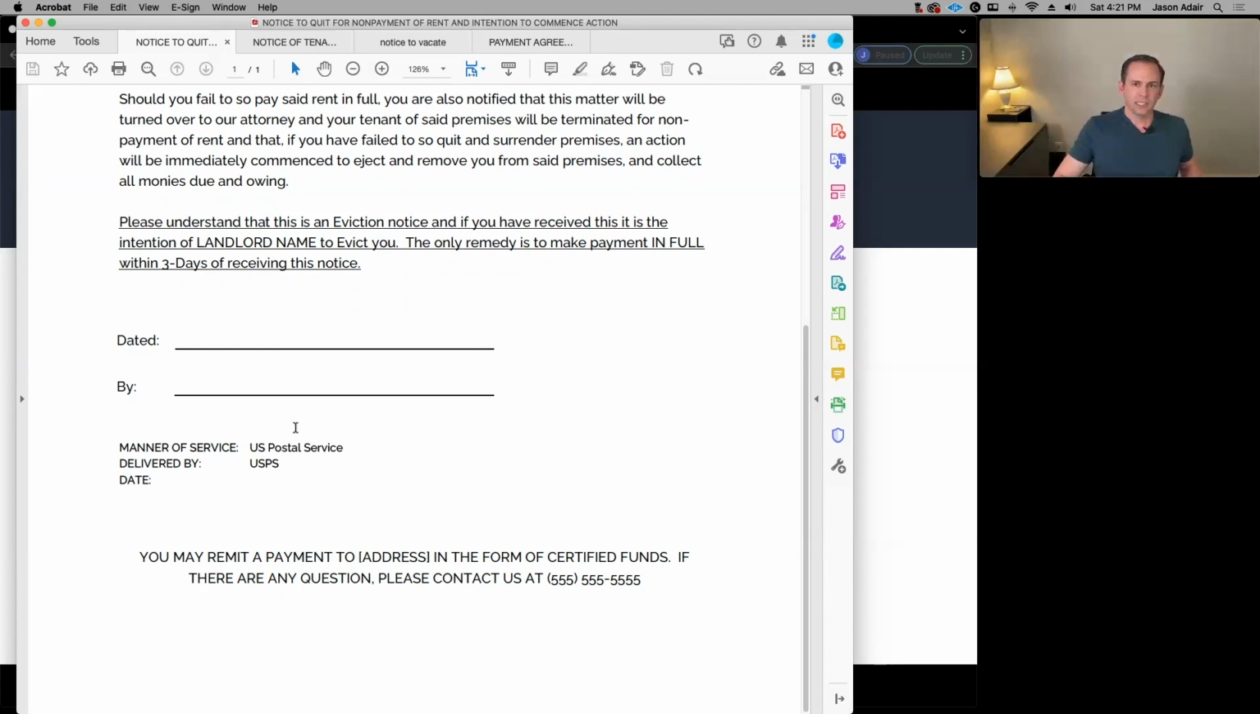Again, I usually post these on the door, but there's also a manner of service here. So dated, when it was prepared, who prepared it, if I send it, manner of service, email, date I emailed, manner of service, U.S. Postal Office, who was delivered by USPS. If it was certified mail, USPS, date that you sent it out.